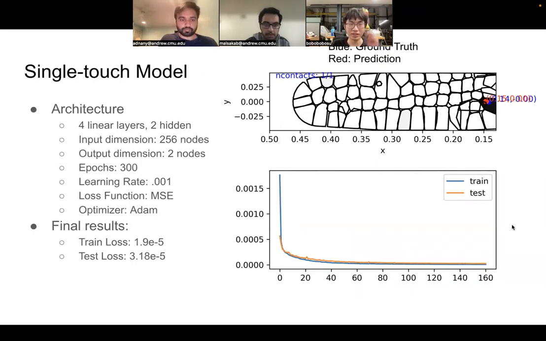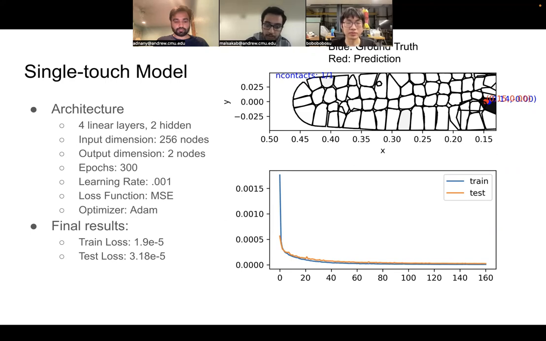We ran through this problem with two models, a model for single touch and another model for multi-touch. For the single touch model, we are using a simple MLP with 4 linear layers. The input features are 256 features, and the output dimension is 2, which is X and Y positions. We trained this model for 300 epochs with a learning rate of 10 to the power minus 3. Our loss function was mean square error, and we found that the best optimizer was Adam.